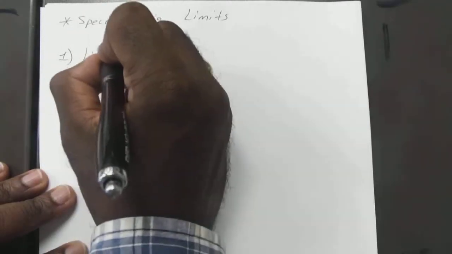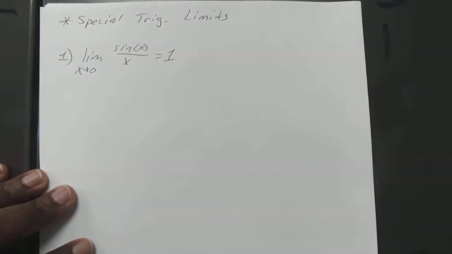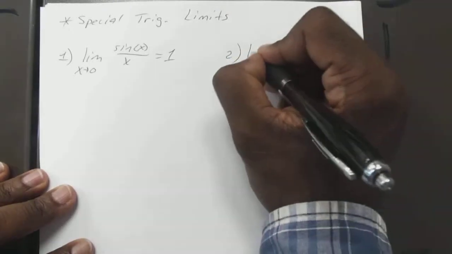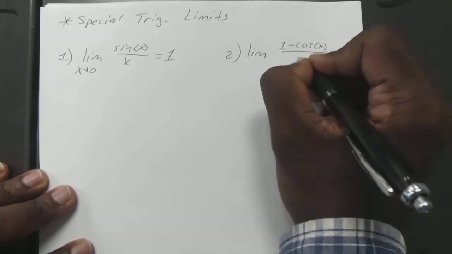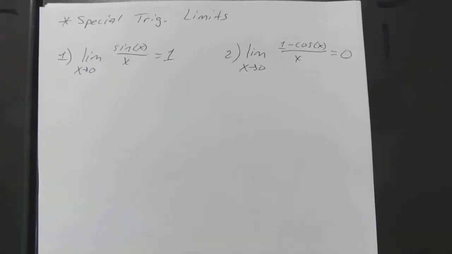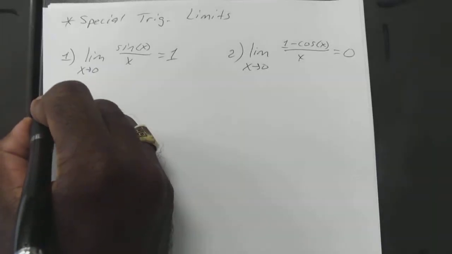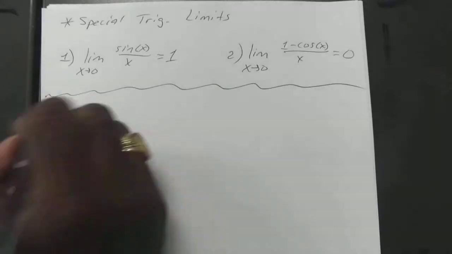Okay, now the first one is the limit of sine of x over x as x approaches 0 equals 1. And the second one is the limit of 1 minus cosine of x divided by x as x approaches 0 equals 0. Okay, so we'll do a quick example. Well, a couple of quick examples.